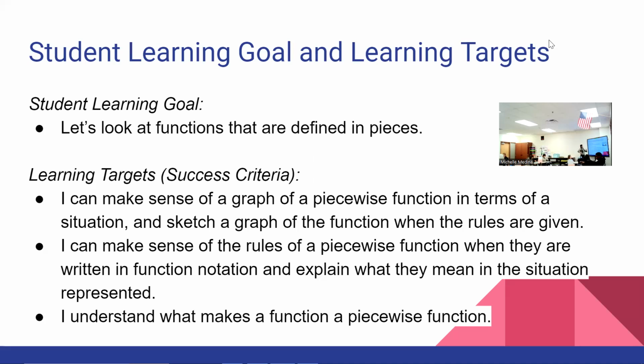Then can you make sense of the rules of a piecewise function when they're written in function notation and explain what they mean? So if you're asked to define or to explain what the rule is, it would really be a sentence per interval. A little bit tedious, but it's just a sentence per interval. When it's 0 to 8 ounces, it costs 50 cents per ounce. When it's above 8 ounces up to 12 ounces, it costs $4. You're done. That's all you have to do.